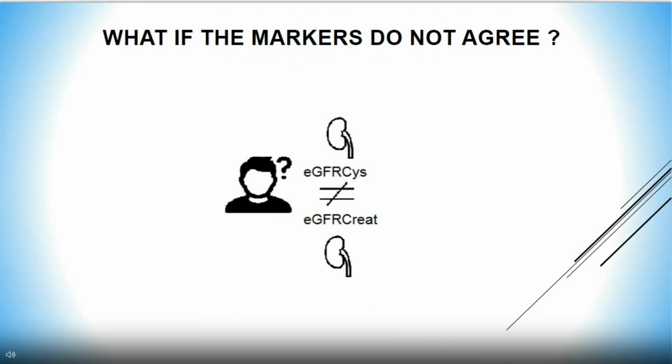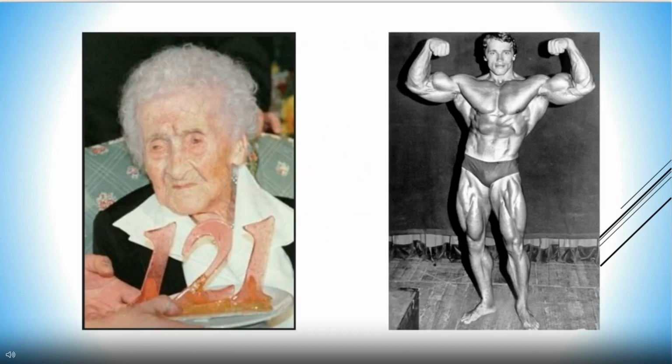So what do we do if the markers don't agree? Now that we have two different markers, we can calculate two different GFRs, and if they're different in the same individual, then how do we know which one is more accurate? Well, it kind of depends. It depends what the person looks like.